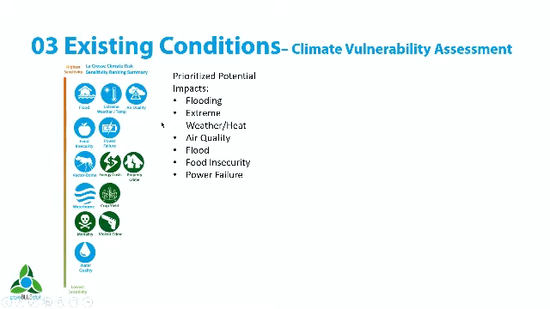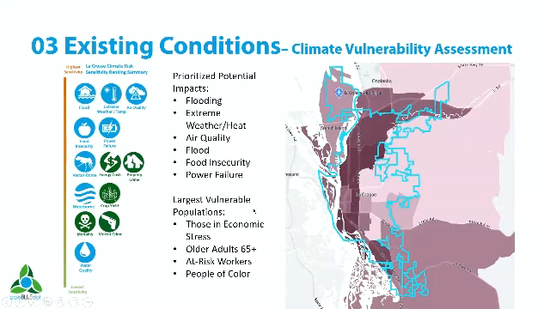I'm sorry about that. So as we look at those vulnerabilities, the prioritized impacts really are flooding, extreme heat and weather, air quality, food insecurity, and power failure, the higher ranking vulnerabilities for La Crosse. Our largest vulnerable populations are those in economic stress, older adults, 65 and older, and at-risk workers. So think of folks that work out and about in the weather: first responders, contractors, construction workers, folks working in warehouses and so forth, and also people of color. Those tend to be, for La Crosse, the prioritized potential impacts and the largest vulnerable populations in the community.